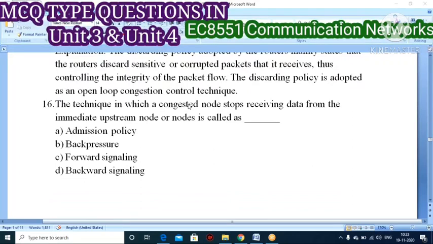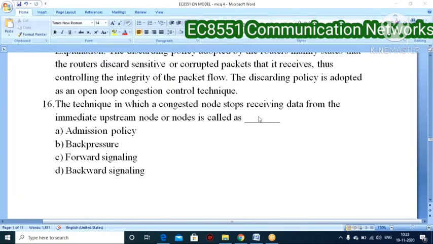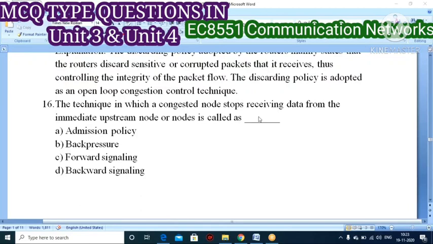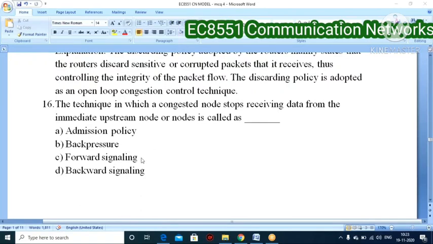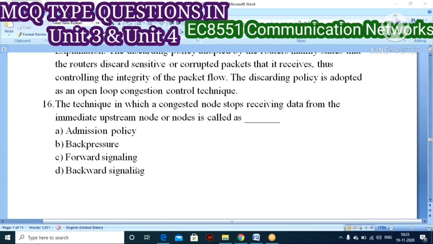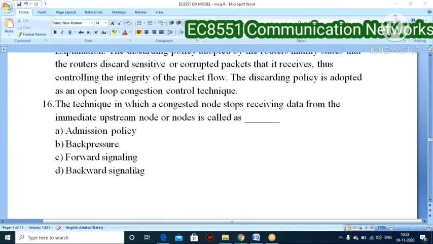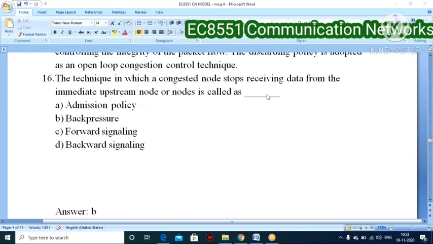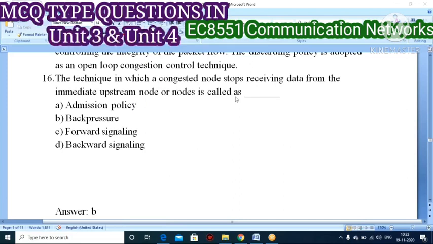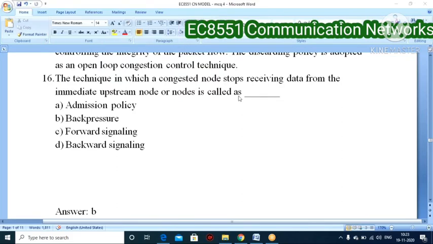Okay, no problem. Next question: the technique in which congested nodes stop receiving the data from the immediate upstream nodes is called as dash. Admission policy, back pressure, forward signaling, and backward signaling. This is a tough question for you. I will give you the answer. Answer is B, that is back pressure. This is new for you. The technique in which a congested node stops receiving the data from the immediate upstream node.